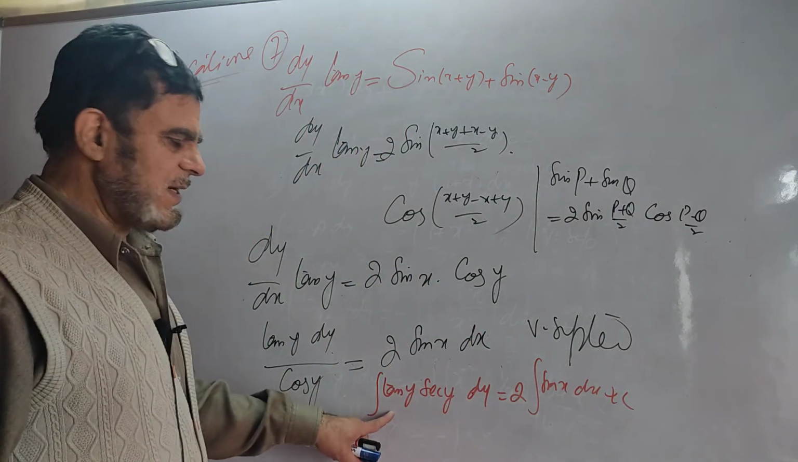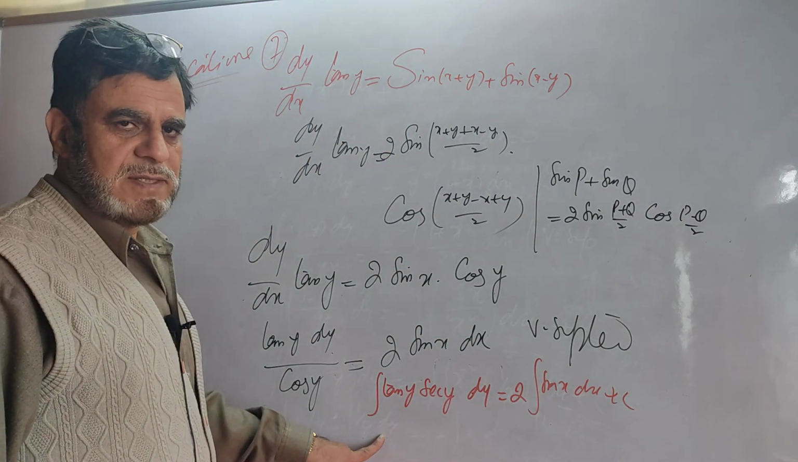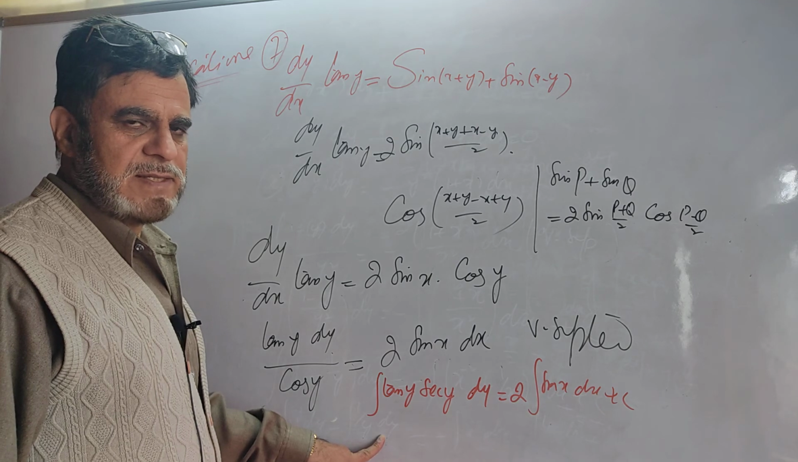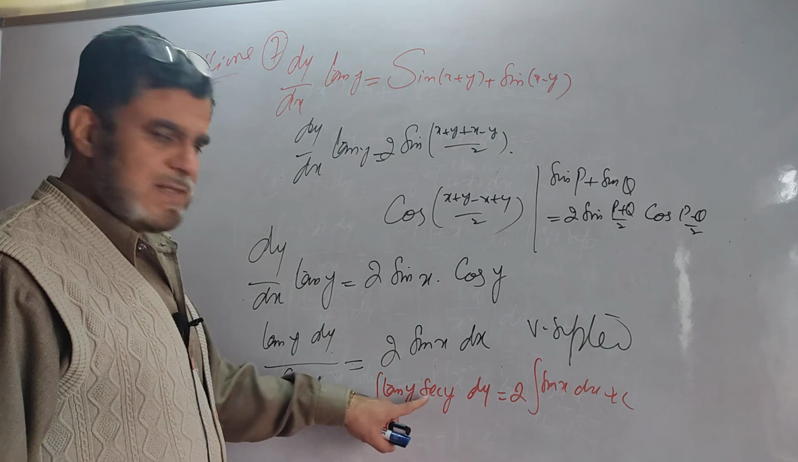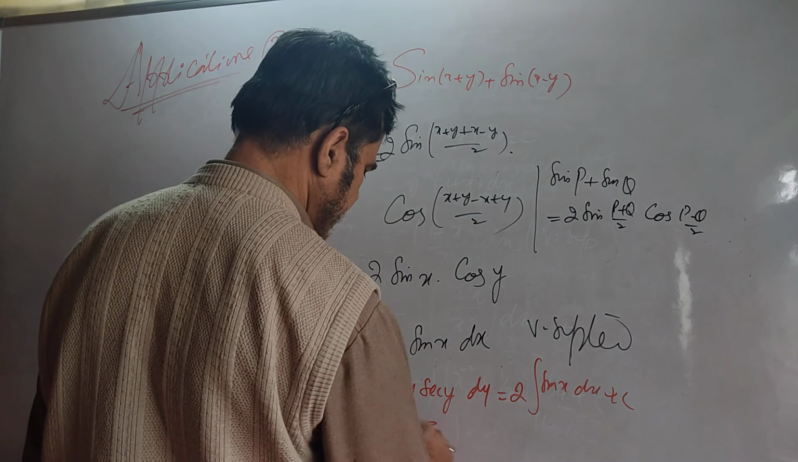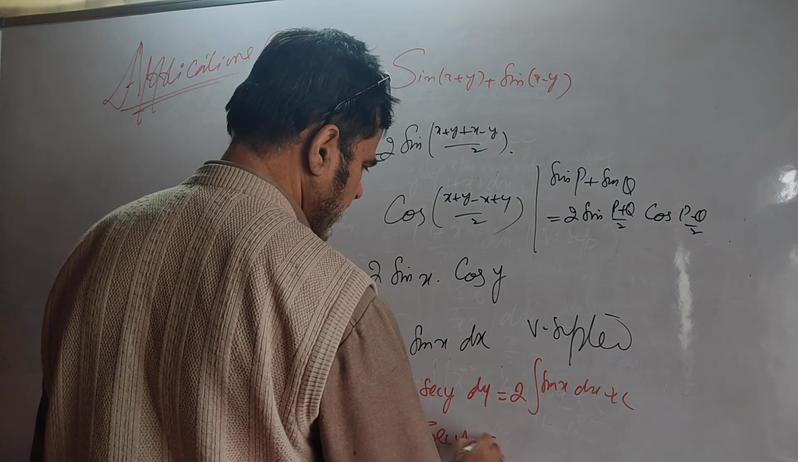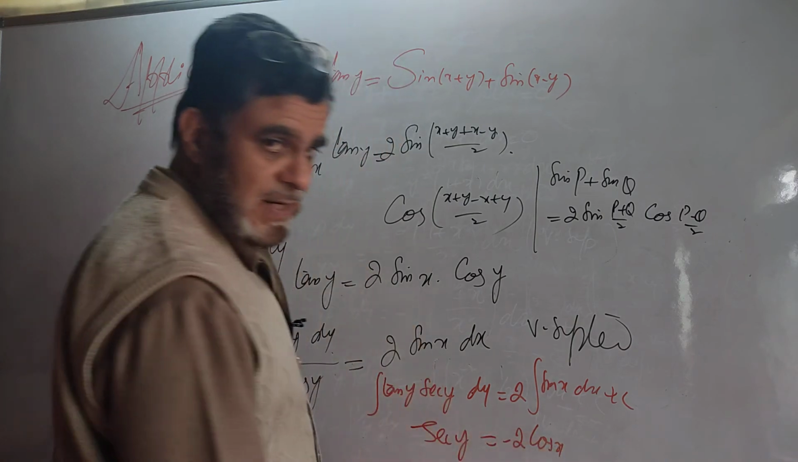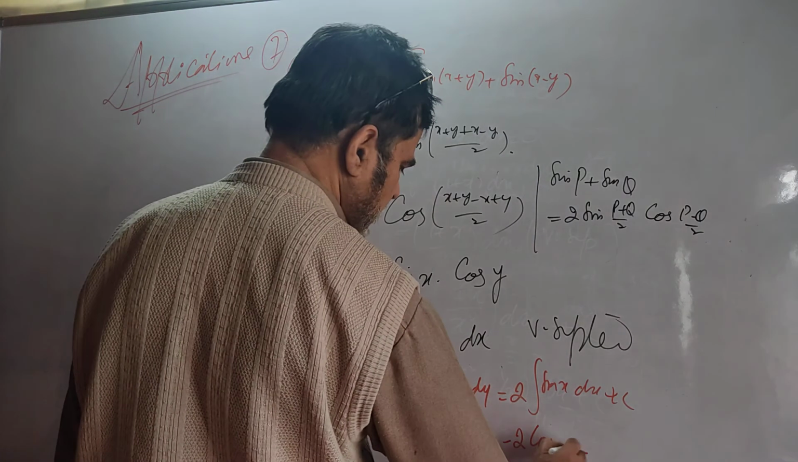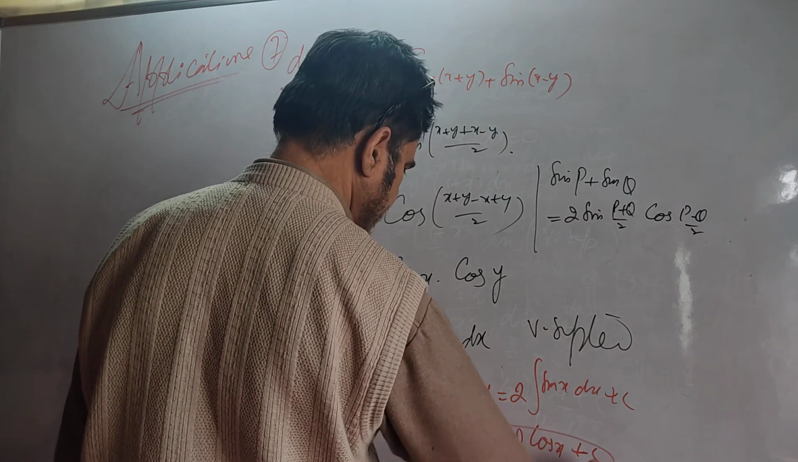What is integral of tan y sec y? It is sec y, because sec x tan x is the derivative of sec x. So integral of tan y sec y dy is sec y. Sec y is equal to minus twice cos x, because integration of sine is minus cos, so minus 2 cos x plus c. So this is the solution.